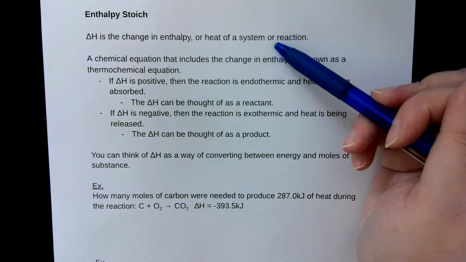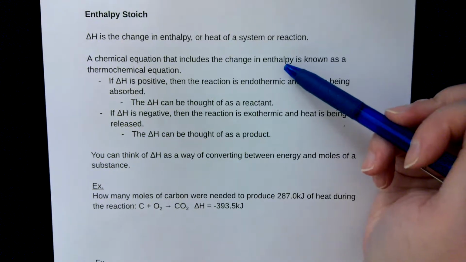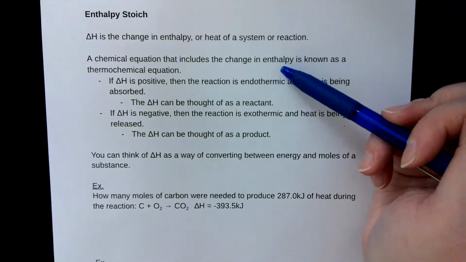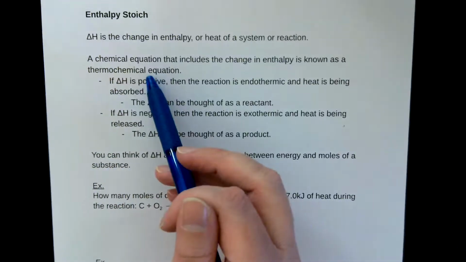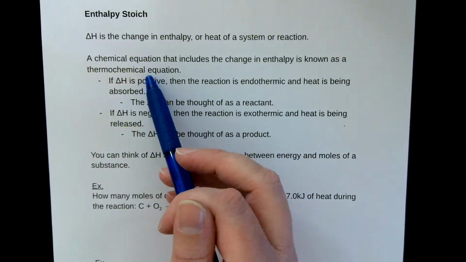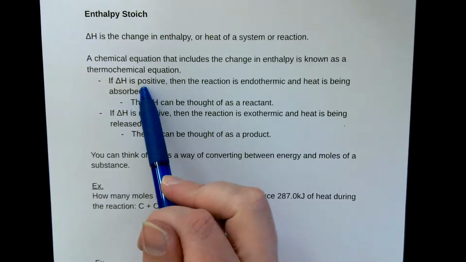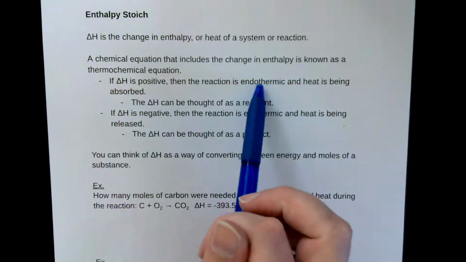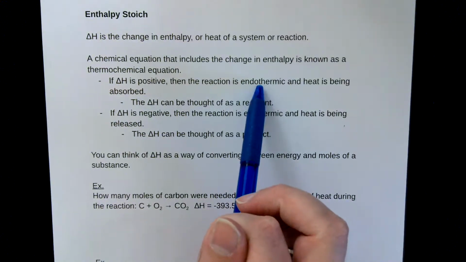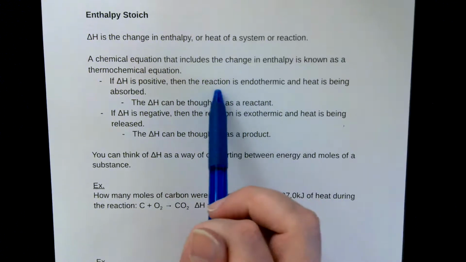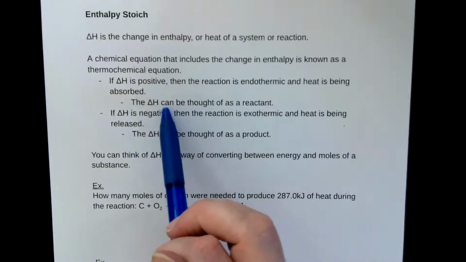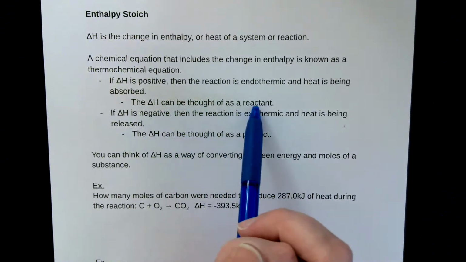specific reaction. So a chemical equation that includes the change in enthalpy is what's known as a thermochemical equation. And if we have that, we know a couple of things about that equation. Because if delta H is positive, then that means our reaction is endothermic, meaning that heat is being absorbed or heat is coming in. And in that case, we can almost think of delta H as a reactant, right? So heat is needed to be added for an endothermic process.